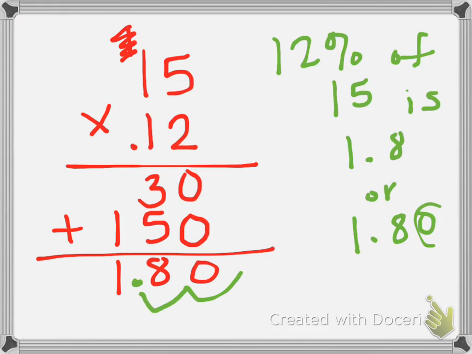1.80. This 0, again, doesn't actually matter because the value of this is like $1.80 or 1 whole and 80 hundredths. That's the same as this, $1.80. There's just an invisible 0 there that we can drop because it doesn't have a value.